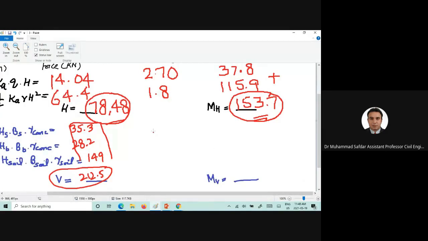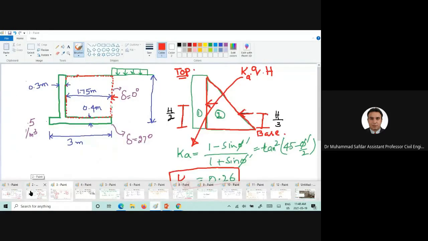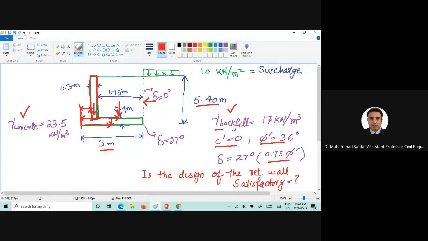Now we need to find out the moment arms for the stem, base, and the backfill soil, and that we can find out from here. So what should be the lever arm for the stem, for the base of the retaining wall, and for the backfill? 1.1 for the stem.